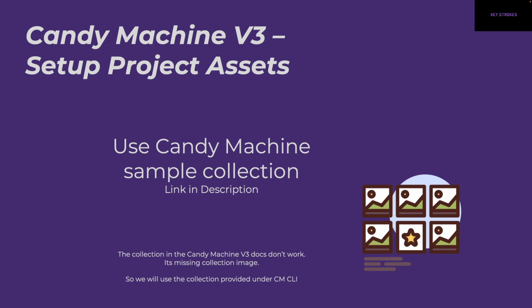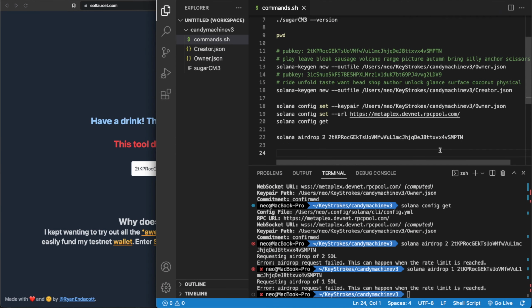Okay, so now it's time to prepare our assets for our NFT collection. We'll be using the sample collection which Candy Machine provides. I've put the link in the description. There's one caveat to this. In the Candy Machine V3 docs, they provide a collection, and that collection doesn't work as of today. It has a missing file and an image for the collection itself, so we'll be using the collection under Candy Machine CLI.